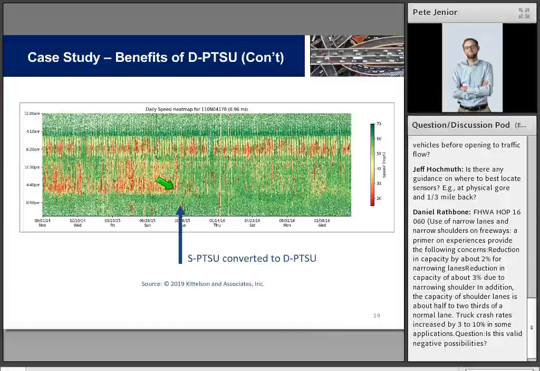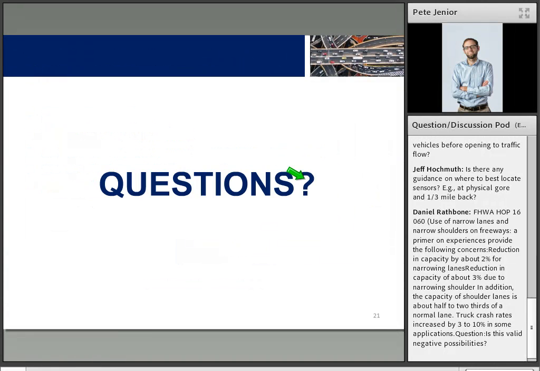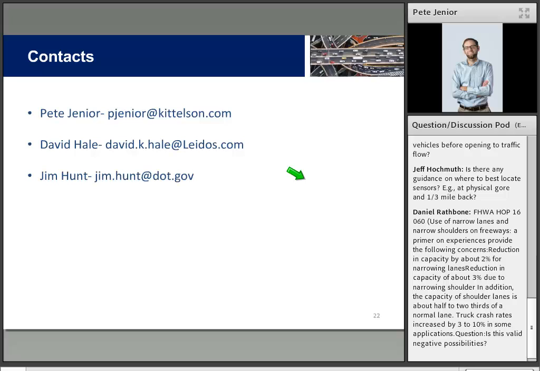Dynamic shoulder use was implemented. There's now an option to open the shoulder in the afternoon if needed, and most of our afternoon off-peak congestion has gone away. Weekends are also included in here, so part of this red that you see here was Saturday or Sunday congestion when the shoulder was never open, and now that has gone away as well. So here's one example of the benefits of not just having shoulder use, but having dynamic shoulder use that can respond to traffic conditions. We'll cover all these items in our project report, and with that, I'll turn it back to David.